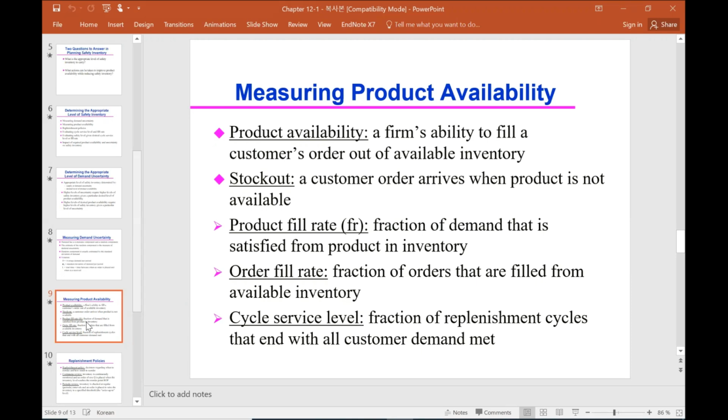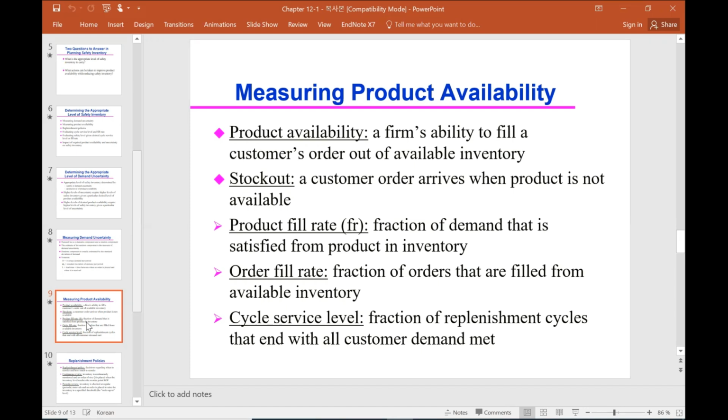The first one is the product fill rate. The second one is the order fill rate. The last one is the cycle service level. Okay, the product fill rate is the fraction of demand that can be satisfied from the product in the inventory. And the order fill rate is the fraction of orders, instead of demand, that are fulfilled from the available inventory. So both the product fill rate and the order fill rate are like a percentage of the products.